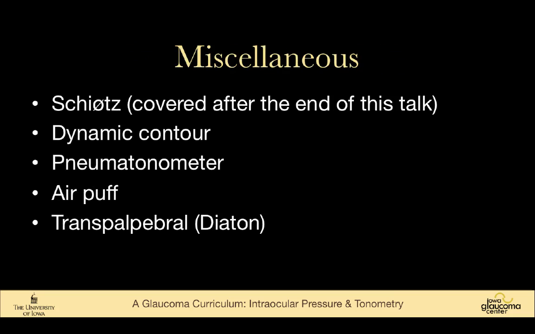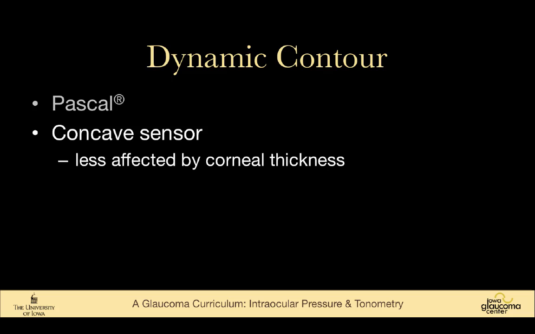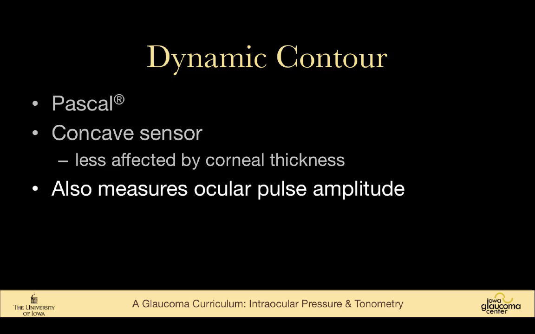And then miscellaneous. So there are lots of ways to check the intraocular pressure. As I said before, I'll talk about Schiøtz at the end of this talk, because some people will need to use it. And let me just say a few words about other types. So the dynamic contour tonometry, also called Pascal, is very ingenious. It has a concave sensor that is less affected by corneal thickness and really more accurate in patients who have wide varieties of corneal thickness. It can also measure pulse amplitude.